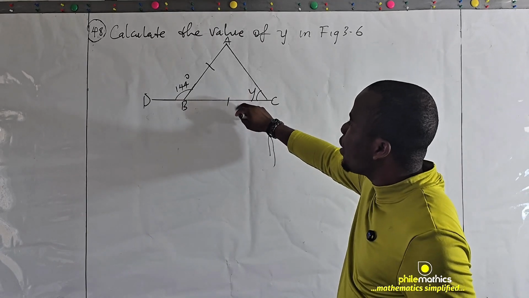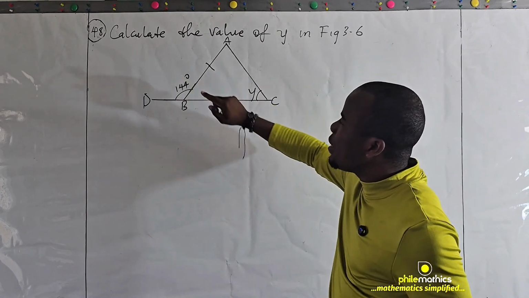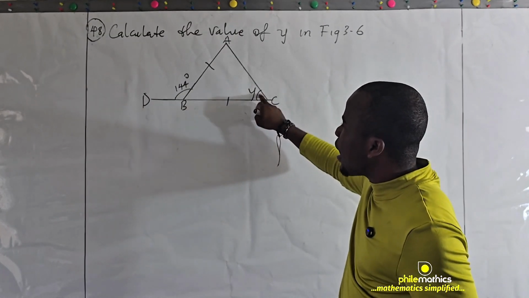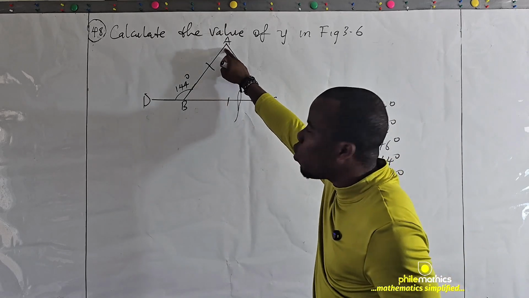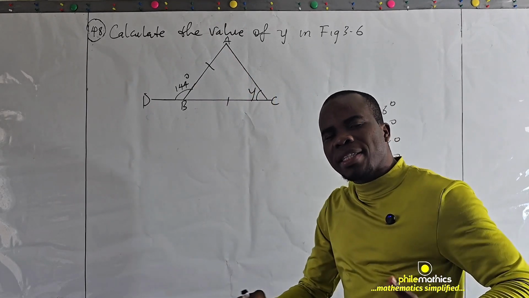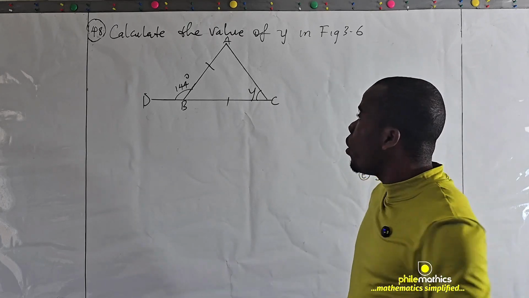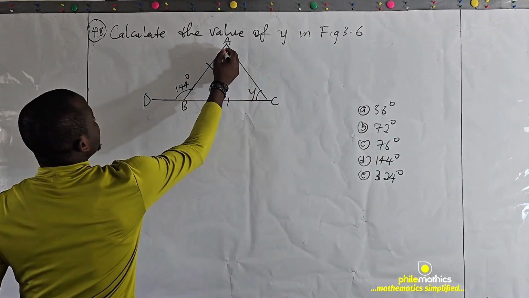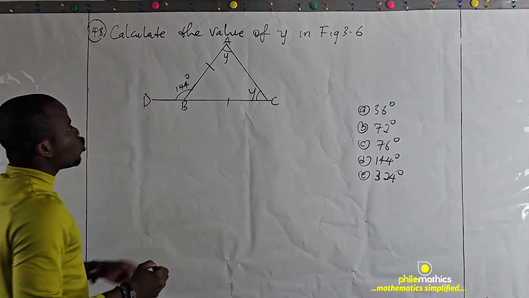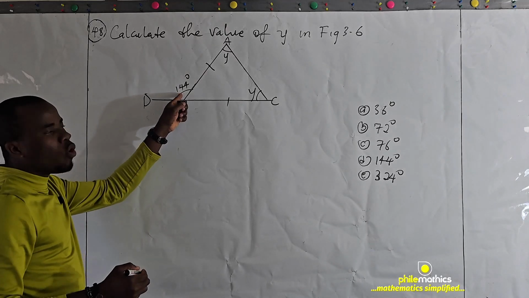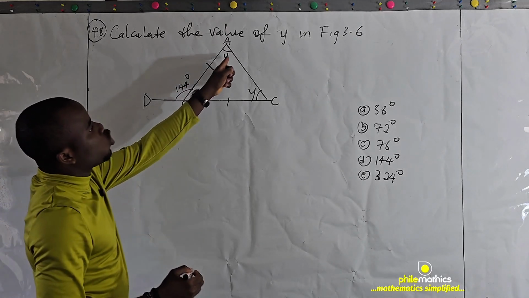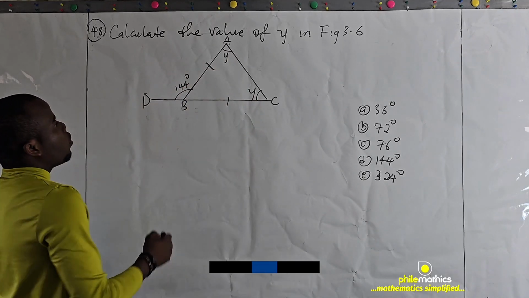So this is y. These two marks imply that this angle and this angle are equal. So the base angles of an isosceles triangle are equal. So if this is y, this definitely has to be y. And so you know that the exterior angle of a triangle is the sum of the two opposite interior angles.